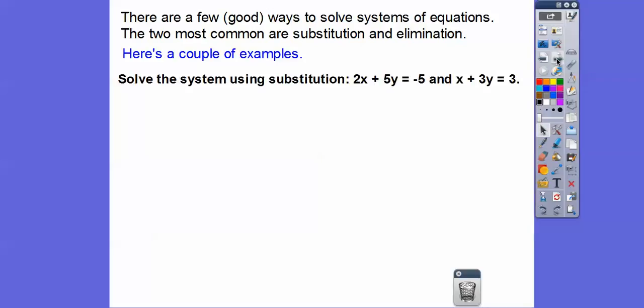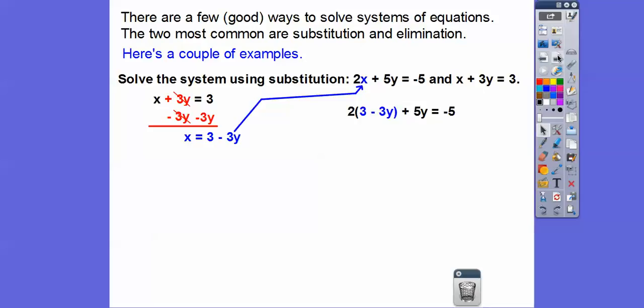So here's a substitution one. Solve this system using substitution. So 2x here, 5y here. Here's a 1x. Let's solve for this 1x, and we'll go minus 3y, minus 3y. And then we'll substitute this into this x right here. There it is, and then we'll distribute that 2 through and combine like terms, and we get y equals 11.